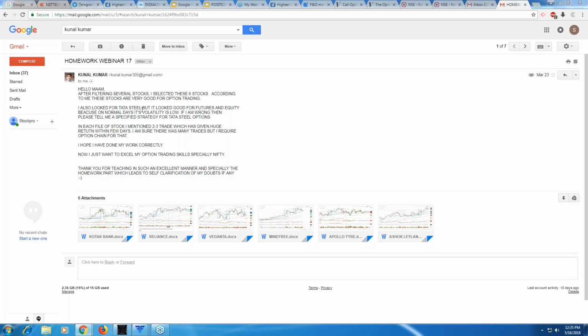He says I also looked into Tata Steel, because I feel it also gives a lot of momentum in the options, but it looked good for futures and equity because on normal days its volatility is low. If I am wrong, then please tell me a specified strategy of the Tata Steel options. In each stock file, 2-3 trades are mentioned which have given huge returns within a few days, right? So let's look into them one after the other.